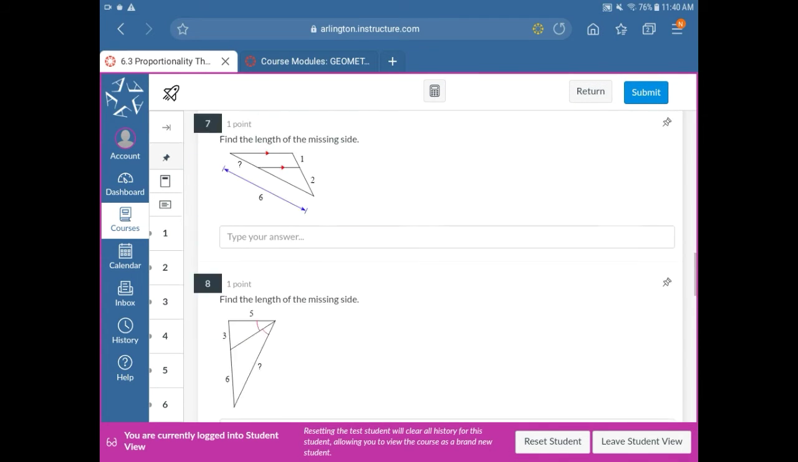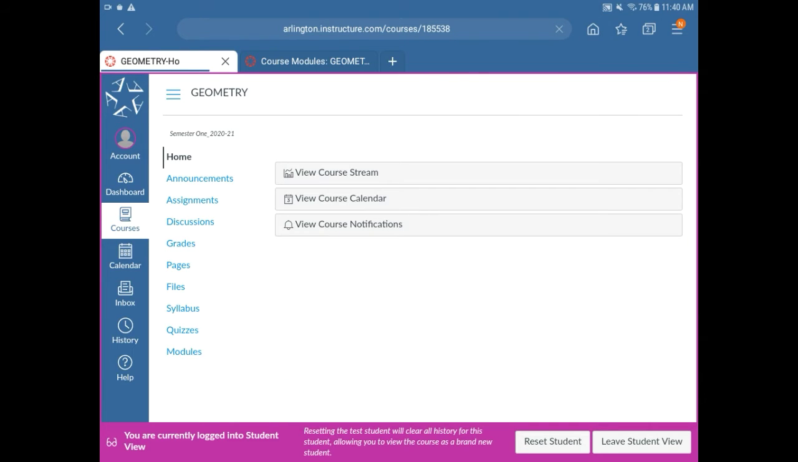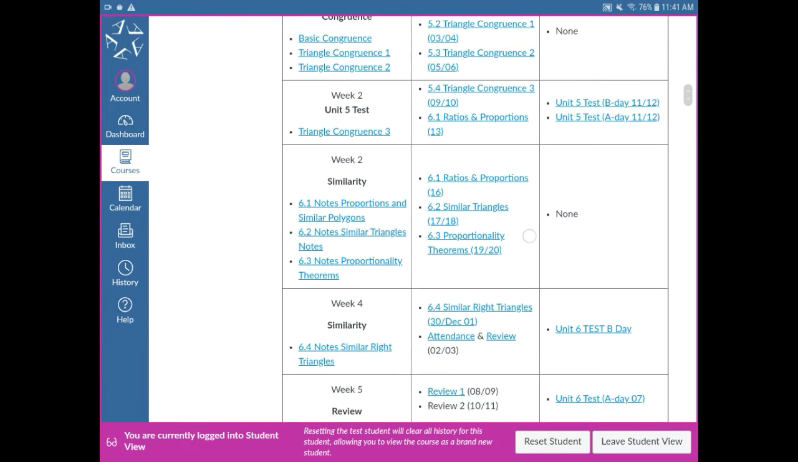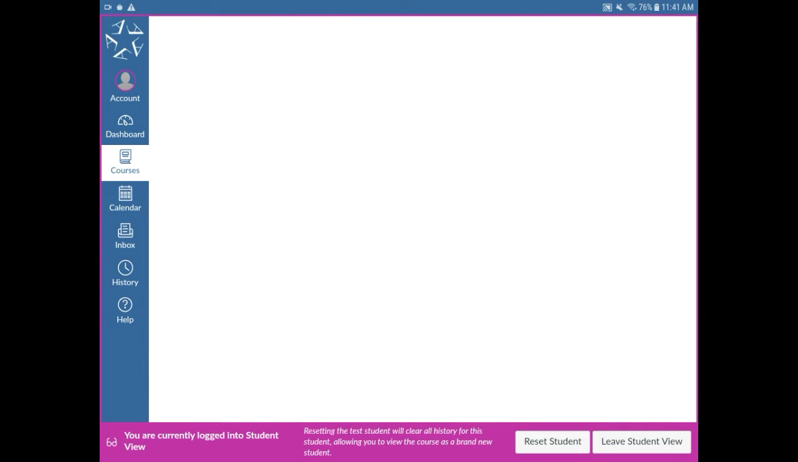Alright, let's go over to 6.4. So the last thing that's on here. You can probably skip forward, you have to just watch me click through things. 6.4, similar right triangles. And then we're going to watch it load.